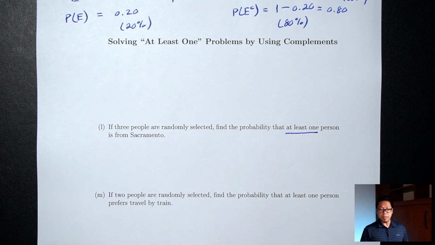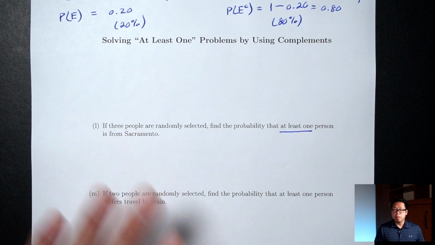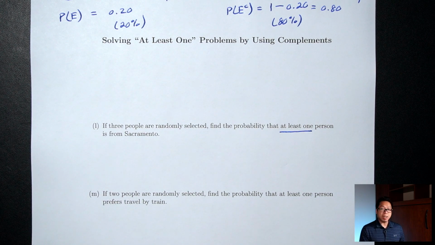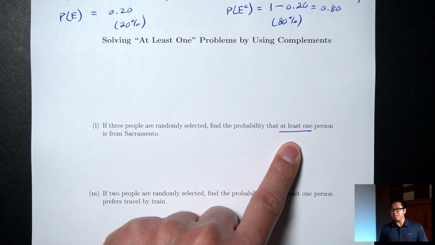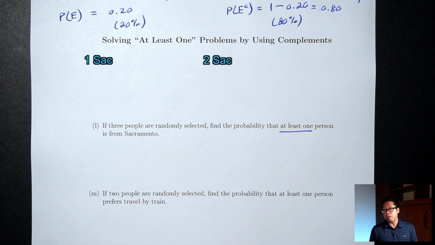Now, what does at least one mean? At least one means one or more. So I have 3 people, and I want the probability that at least one or more is from Sacramento. Doing this directly is hard, and it's hard because at least one can mean a lot of things. With 3 people, at least one from Sac could mean one person is from Sacramento. It could mean 2 people are from Sacramento. It could mean 3 people are from Sacramento.